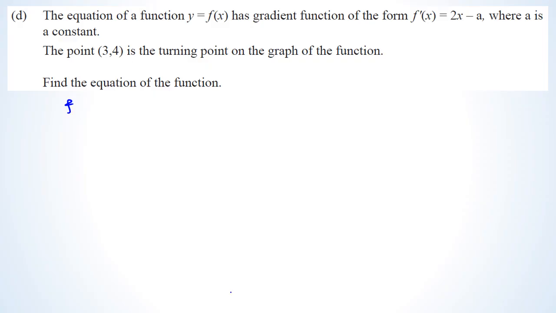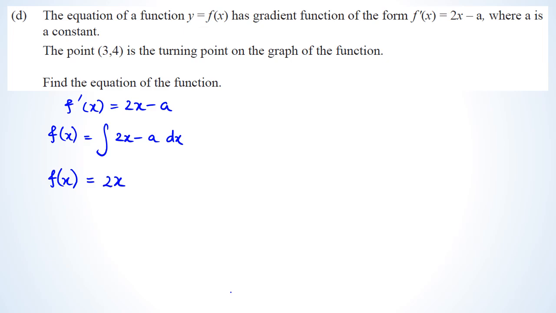Now what we're going to do is we've got f dash of x equals 2x minus a. So we know that f of x can be written as the integral of 2x minus a dx. So f of x would then be, I'm just going to do this quickly, guys, x squared over 2 minus ax plus c. So what we have is f of x equals x squared minus ax plus c.